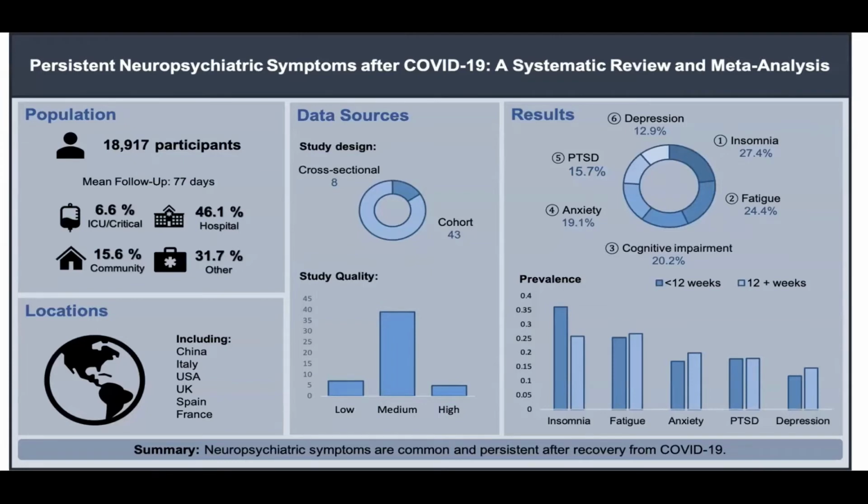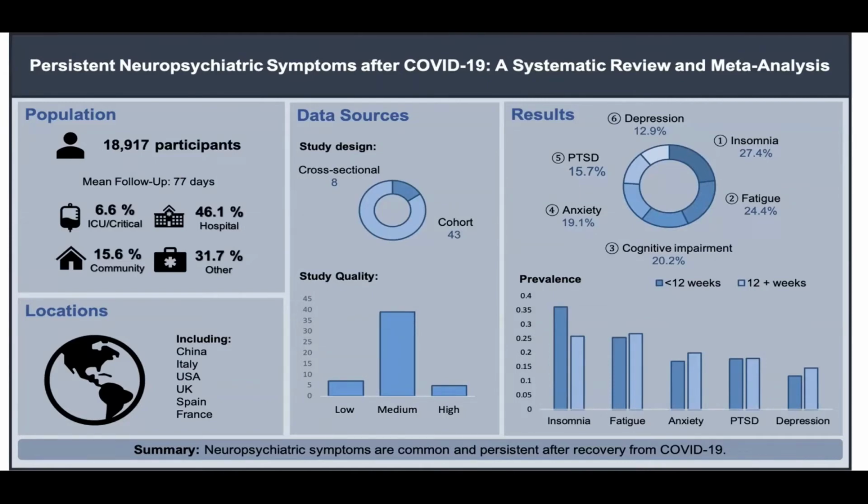So we included 51 studies, nearly 20,000 participants, and on average, they're about 3 months after initial COVID infection or after hospital discharge. Most studies only looked at individuals who were hospitalized for COVID, and the majority were done in China, Europe, and North America. In terms of quality, the majority of evidence was drawn from cohort studies of medium quality without controlled populations.